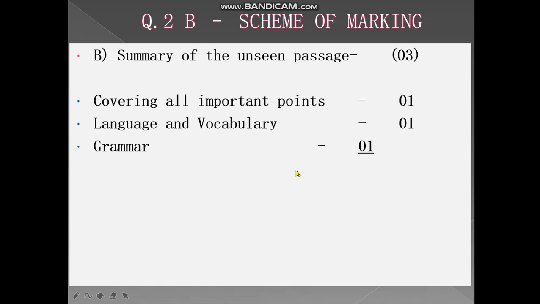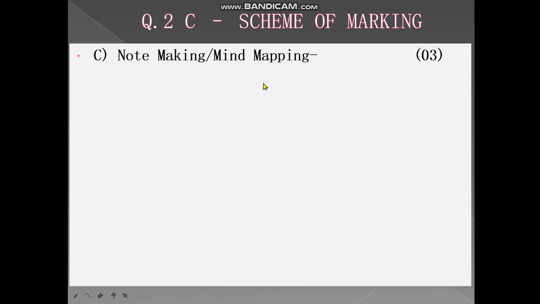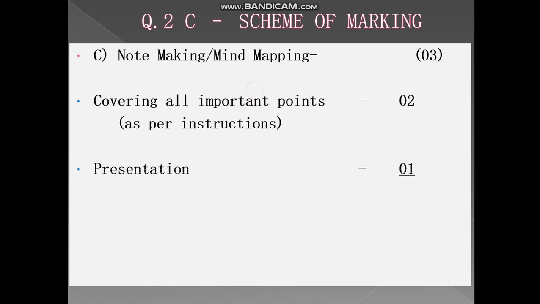Grammar is essential, that's for 1 mark. Total is 3. Question 2c, again, what is expected from you? Note making, mind mapping, 3 marks. First, as previously, covering all important points, 2 marks. Check that out, but as per the instructions. Otherwise you would say that whatever they have given, I have written, so give me 2 marks. It's not like that. You have tried that one.